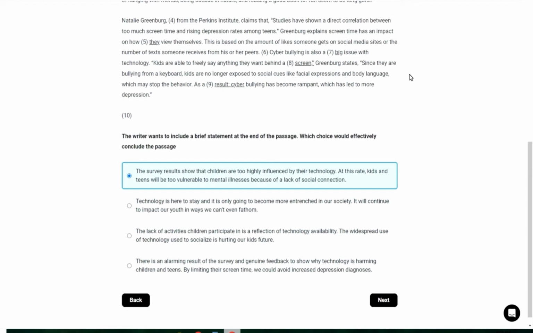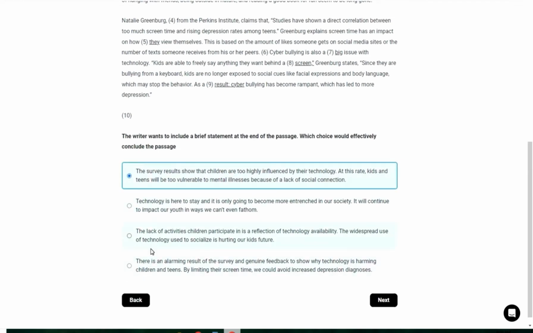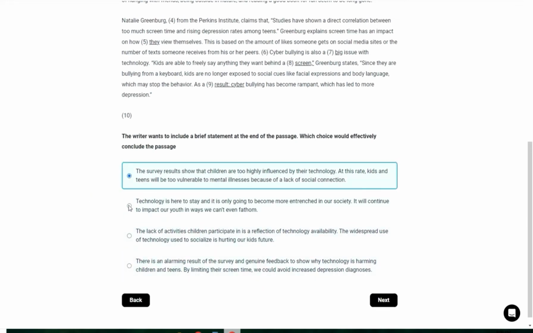This one's saying at this rate the kids are going to be too vulnerable. And this one's saying, okay, if we limit their screen time, we can avoid the depression. This one's talking about mental illnesses. It's almost like they're restating and they just changed the words around for this A and D. And so initially I would say that these two cannot be right since they're both saying kind of the same thing. And so that leaves us with B and C.